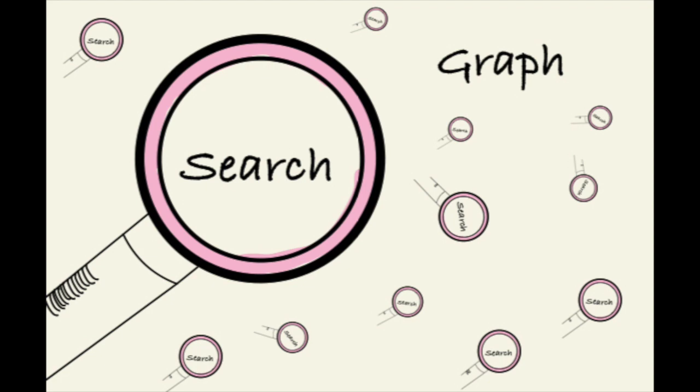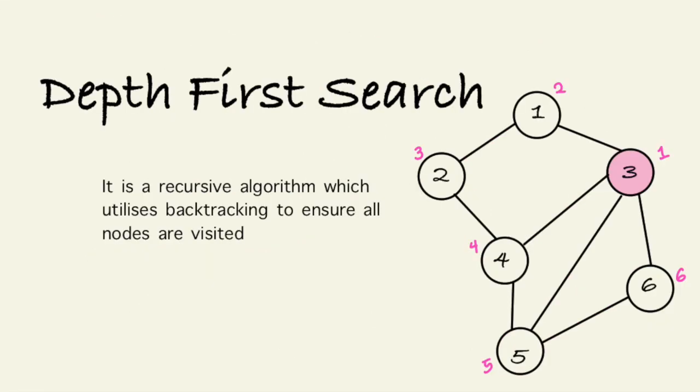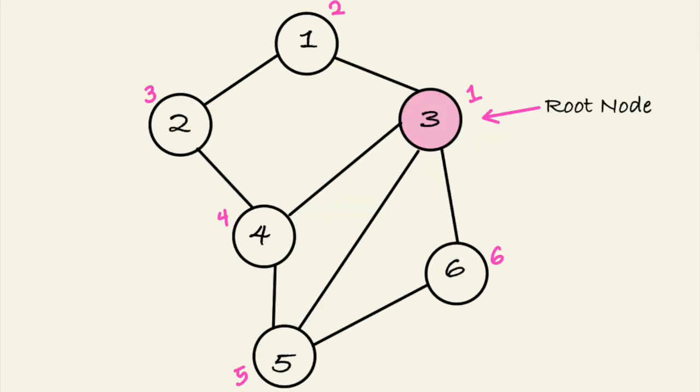It's essential that we talk about the types of traversals that exist. A graph search technique visits each node exactly once in a systematic fashion. There are exactly two standard graph search techniques that are widely used: depth-first search and breadth-first search. The depth-first search, or DFS algorithm, is a recursive algorithm which uses backtracking to ensure all nodes are visited. DFS starts at the root node.